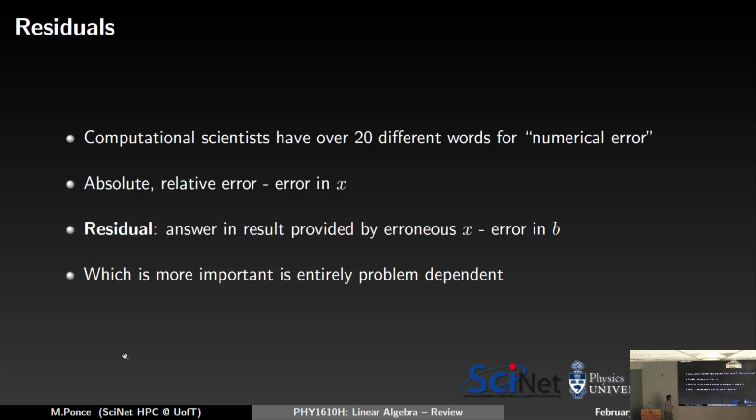Residuals. I mentioned this. There are so many different ways that you can try to quantify the error that you make when you solve systems numerically. There is the absolute error, relative error, and many more. The residuals, on the other hand, or in the same boat, provide an idea of the solution that you have achieved compared to the actual solution that you think is the right one.